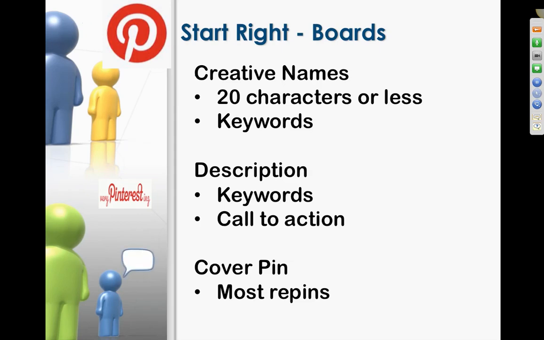On the other hand, like I say, sometimes you develop a photo specifically for the purpose of being your cover pin, and you use it very strategically. It'll have a call to action. It'll have, maybe some text overlay that will give people information on what's included on this board or what you want them to do.